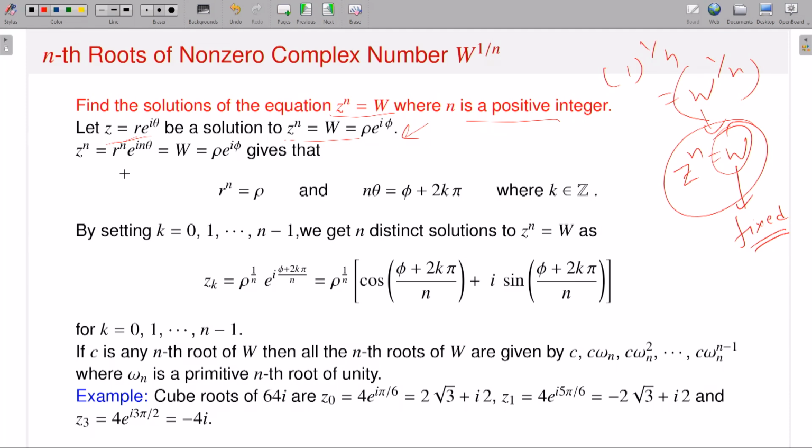So I want z which satisfies these properties: z to the n, which is the same as r to the power n e to the i n theta, is equal to w, which is the same as rho e to the i phi.